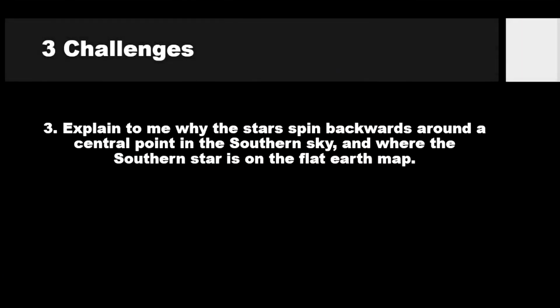But challenge number 3, explain to me why the stars spin backwards around the central point in the southern sky and where the southern star is on the flat earth map. And don't just say it's a reflection of the North Star. It's not reflecting into Australia, and people can see these stars.